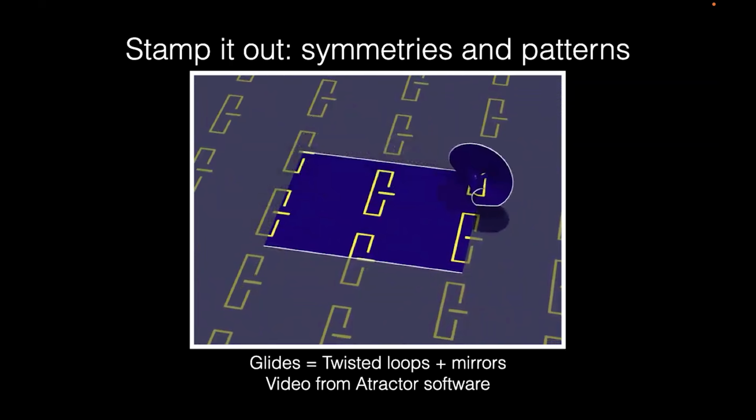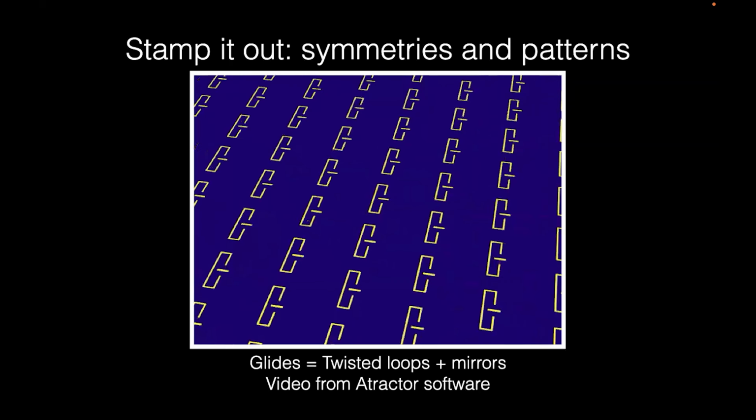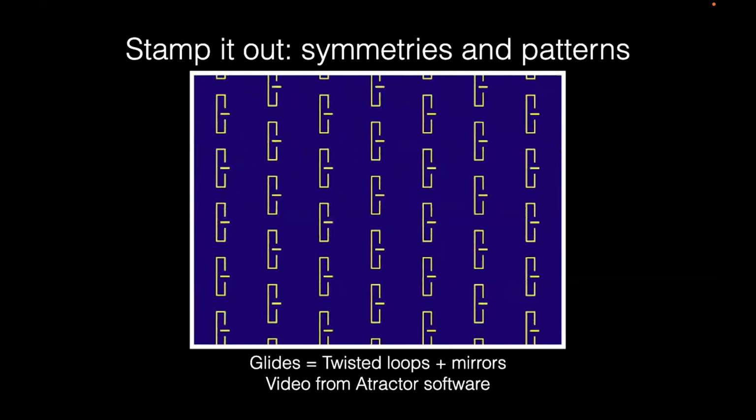So using this non-orientable surface, which later I'm going to call a cross cap for historic reasons, but using this idea of non-orientable surfaces is enough to create glide symmetries.